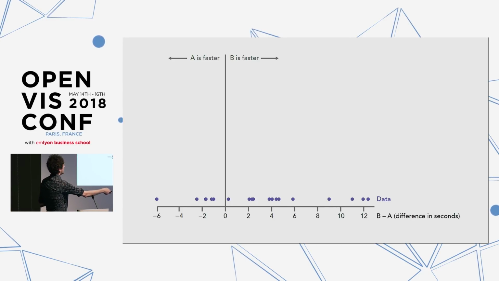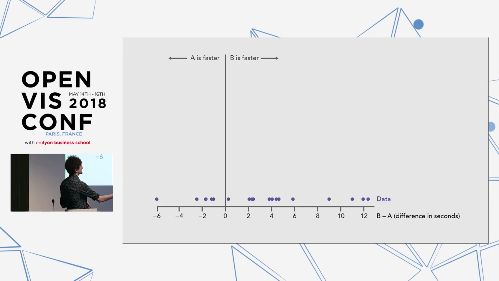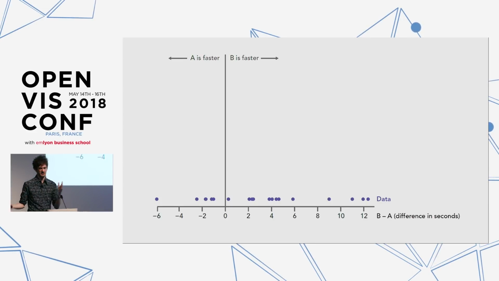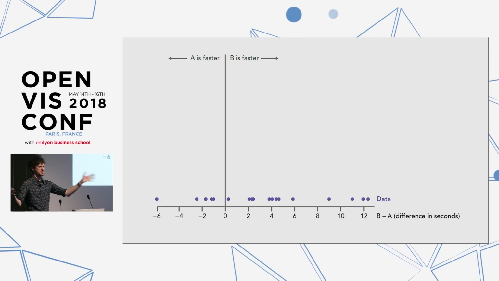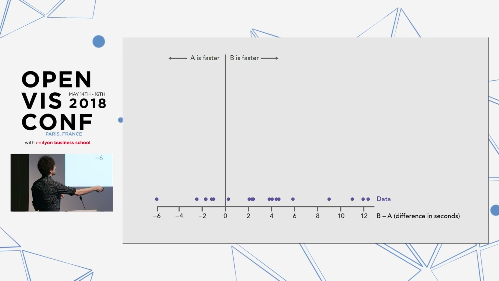And I want to estimate the mean difference in people's time to complete some task, in seconds, on these two interfaces. I've gotten a bunch of people to use both interfaces. I've been sensible and counterbalanced it and all that stuff. Each of these dots represents, say, this person took 6 seconds more to complete the task on B than they did on A.